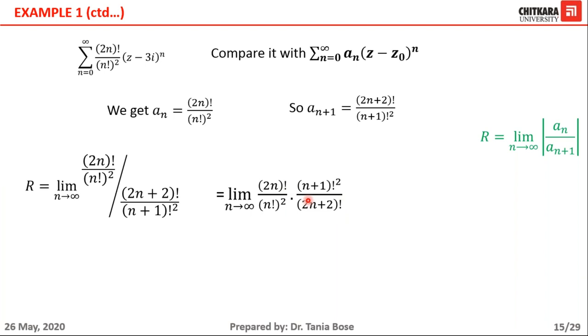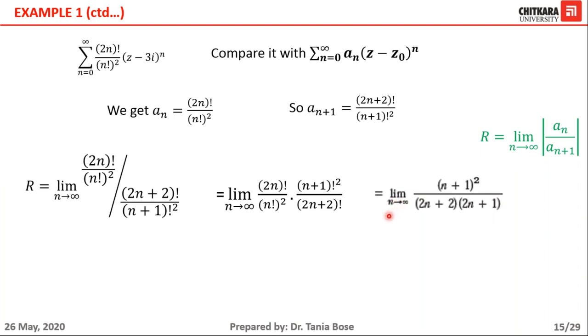Now simple mathematics, you can take a pen and paper and do these calculations. When you expand 2n plus 2 factorial, what will you get? 2n plus 2, 2n plus 1 and then 2n factorial. So 2n factorial gets cancelled with 2n factorial. What is left? 2n plus 2 into 2n plus 1, right? Now let us see what is common in these terms. Expand n plus 1 factorial. What will you get? n plus 1 into n factorial. So n factorial will get cancelled. Since there is a square term, what is left in the numerator? n plus 1 whole square, right? So after cancellation, we are left with limit n tends to infinity, n plus 1 whole square divided by 2n plus 2 into 2n plus 1. Now everything has been reduced to the lowest form. Now let us take the limit.